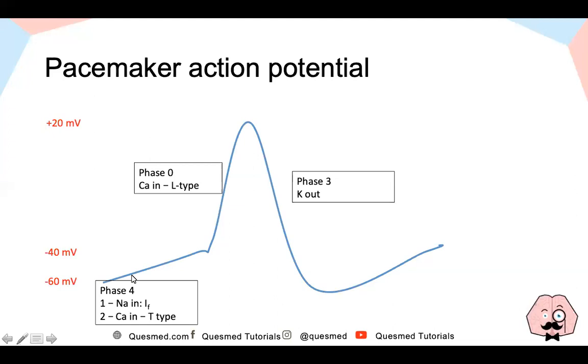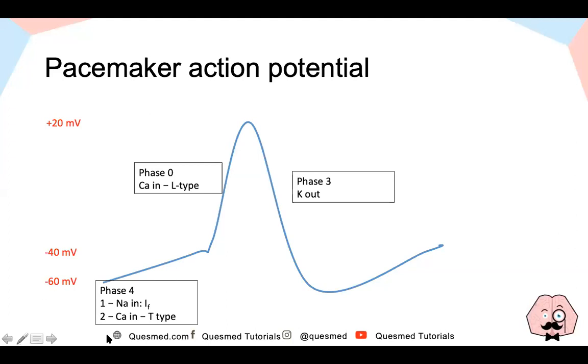These cells can do this because we don't have a flat line for the resting membrane potential. There's a steady decay from about minus 60 millivolts, which is where the resting membrane potential starts, to about minus 40 millivolts, which is threshold potential. This starts off from minus 60 millivolts to about minus 50 millivolts. That's just sodium coming into the cell via the inward funny sodium channels.